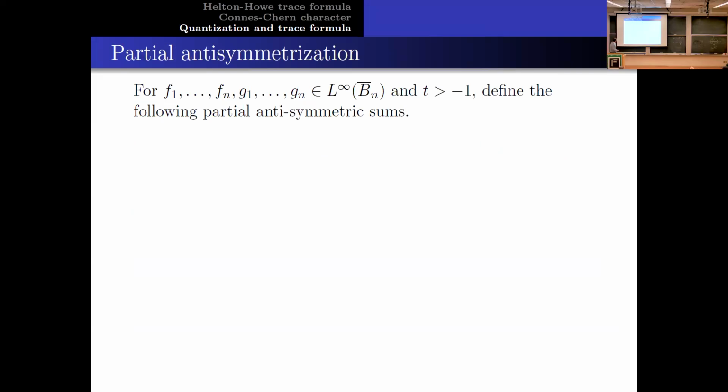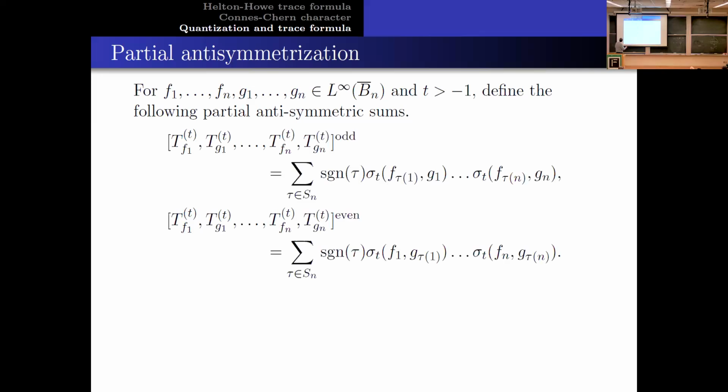So that's about the Connes-Chern character. Now let's go back to the original Helton-Howe formula, the full antisymmetrization. To do that, we take one step back. We are not doing full antisymmetrization, but only partial antisymmetrization. What we did here is we still would like to track the dependence on the F part and the dependence on the G part.